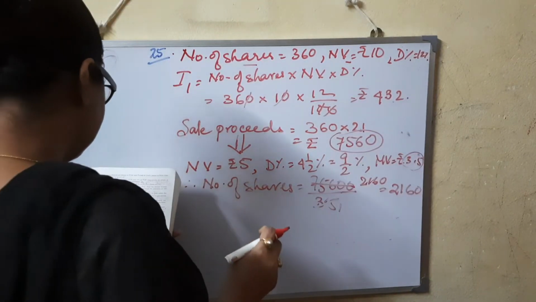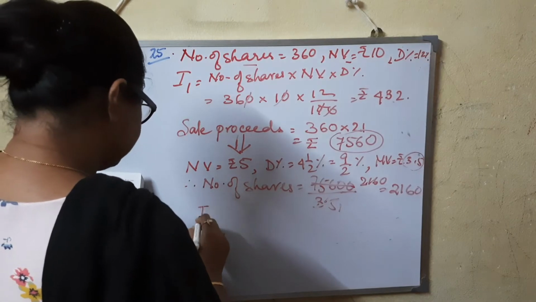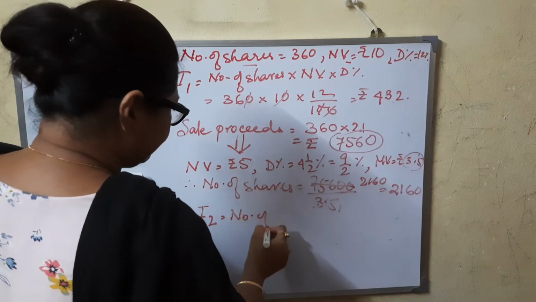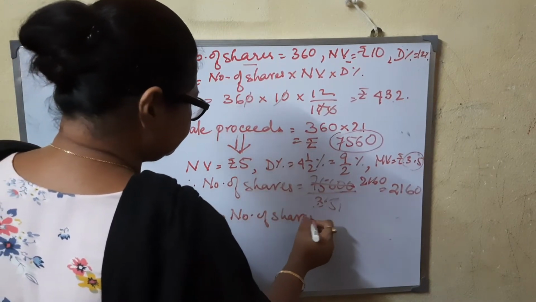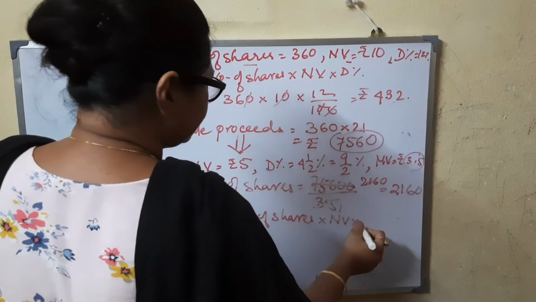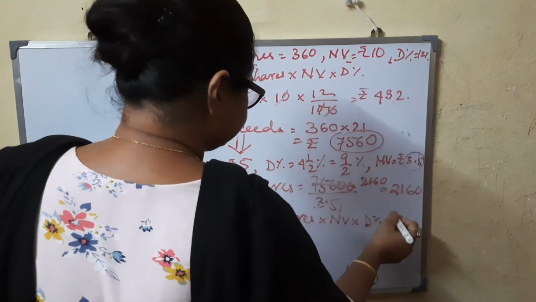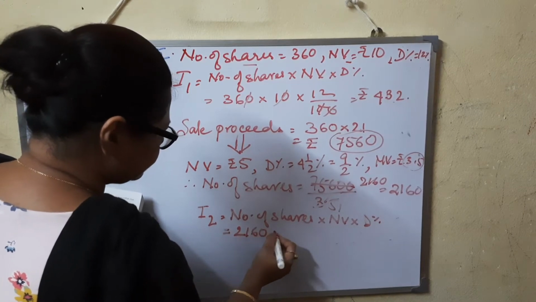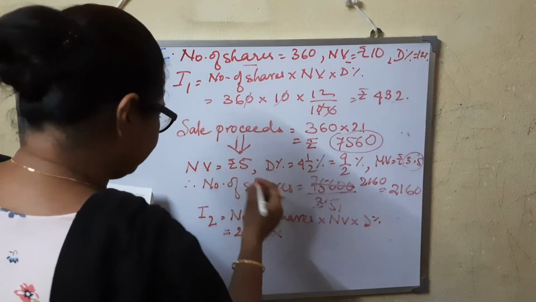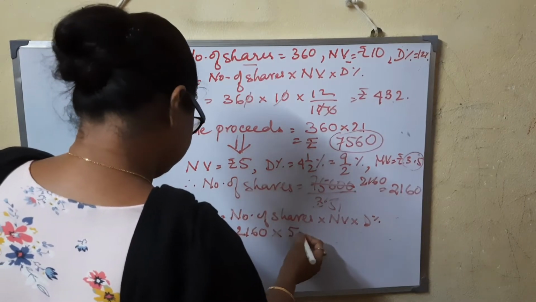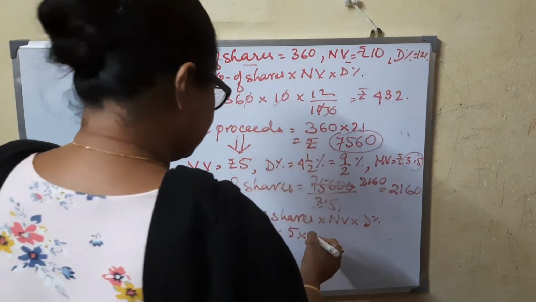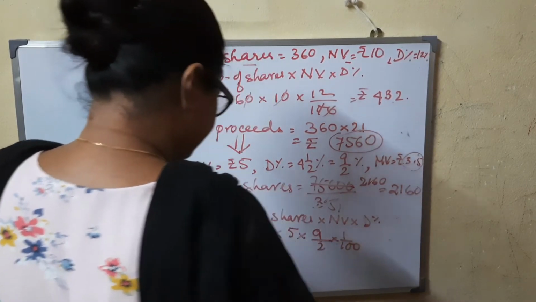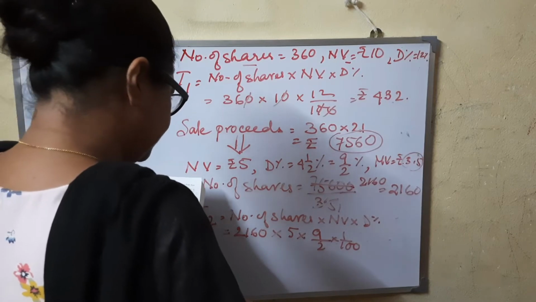Okay. Now, income in the second case. The formula remains the same. Number of shares into nominal value into dividend percent. Number of shares is 2160. Nominal value here is 5 and dividend percent is 9 by 2 by 100. Okay. So how much do we get?